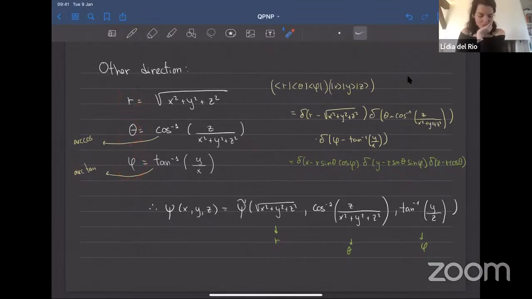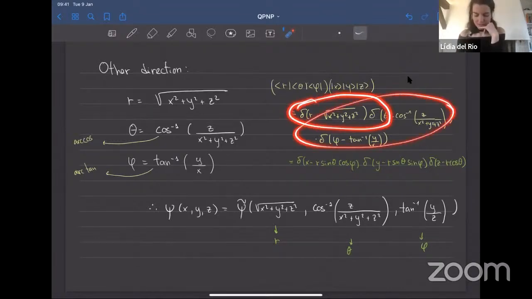By the way, of course, R is the modulus of this vector x, y, z. So it's given by this. Here, when I have cos minus one, it's not one over the cosine, it's the inverse cosine, right? So the inverse function, same here for the tangent, to get the angles back. And then again, you can write this inner product, which is the same as the inner product with the complex conjugate swapped, because it's a real number, in terms of these deltas.